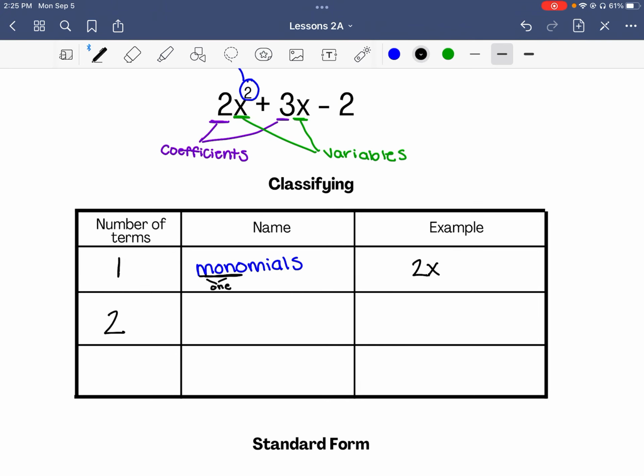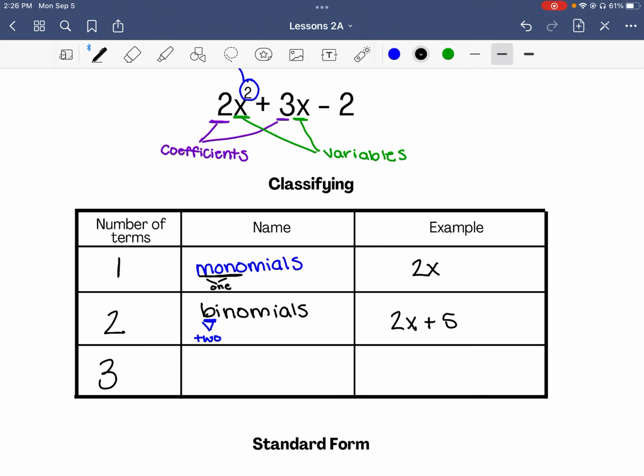If we have two terms, an example would be like 2x plus 5. You see how we have 1 and 2 now? These are called binomials. Notice that the nomials are the same. The only thing that's changing is the prefix. Bi means two. So for example, a bicycle, that's 2 wheels.